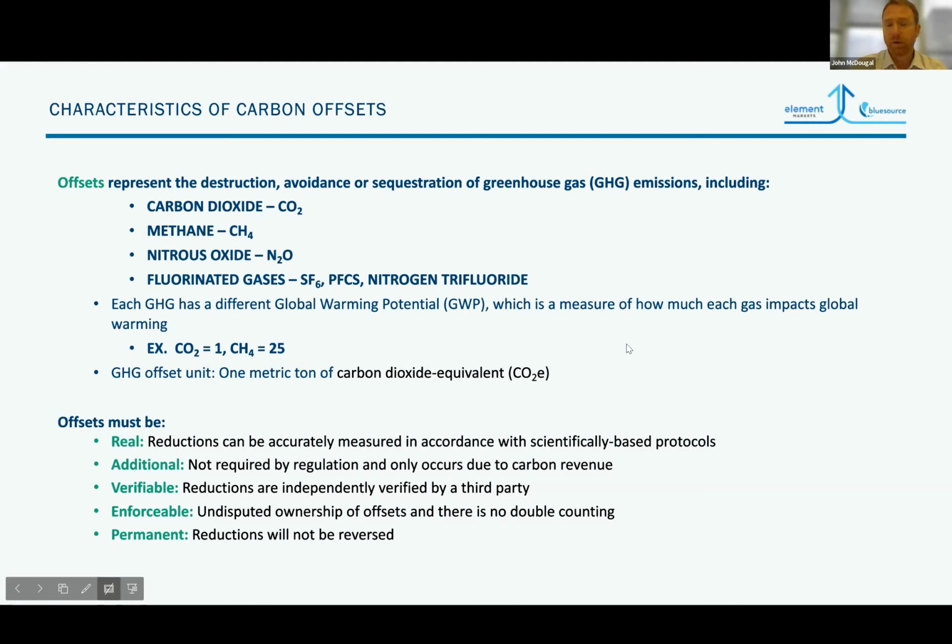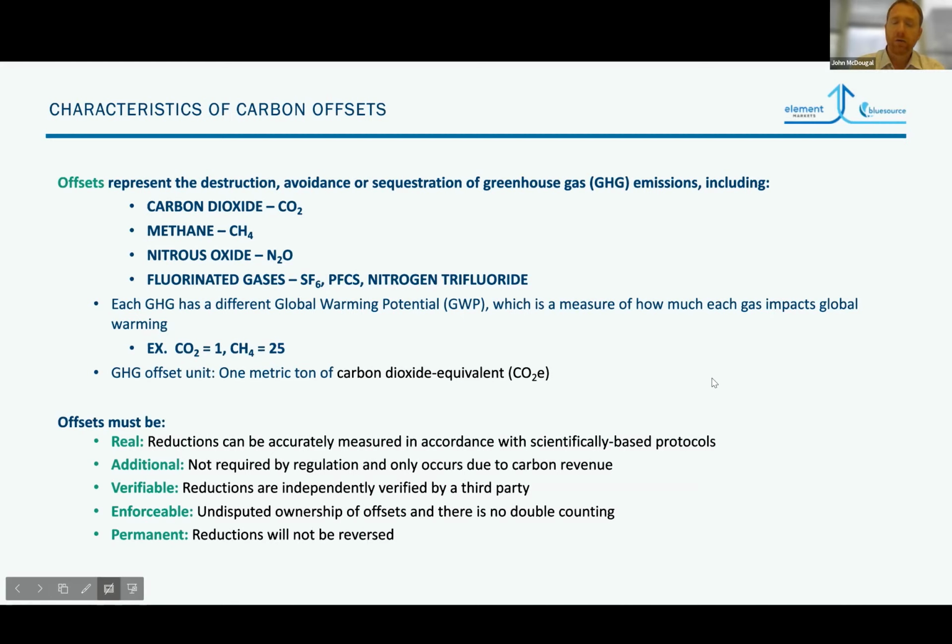Verifiable: all projects must be third-party verified and validated. Typically that's done on an annual basis, but there can be exceptions to that. That's an ANSI accredited or ISO accredited third-party verifier that's approved by a registry. Enforceable: this is a little bit different in certain definitions, but essentially what this means is that there's undisputed ownership of offsets and that there's clear title of the reductions and the claims. So the key word there is reductions.